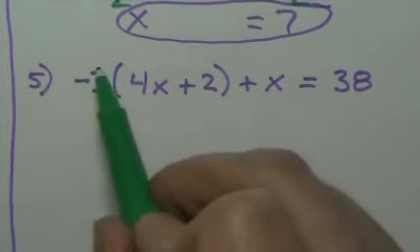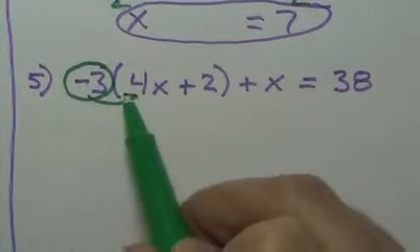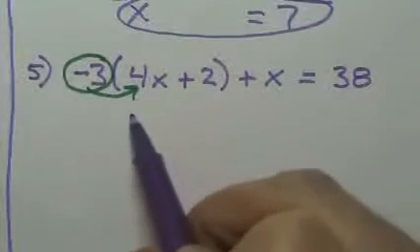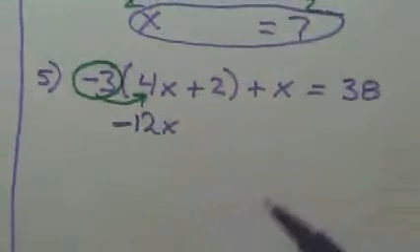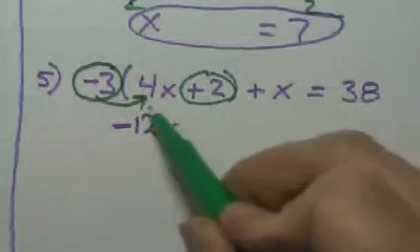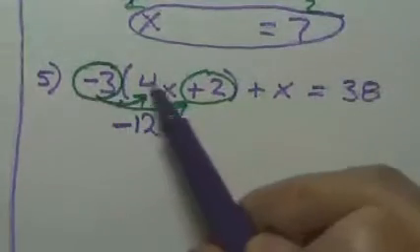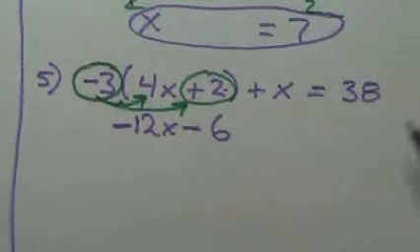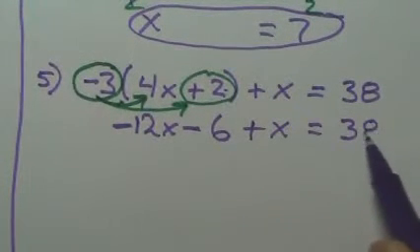Okay, our first step is to use distributive property. So we have negative 3 on the outside times 4x. Negative 3 times 4. Well, 3 times 4 is 12. And there's one negative, so it's negative. Next, I have negative 3 times positive 2. 3 times 2 is 6. And there's one negative. Bring the rest down. Again, keeping the equals lined up.